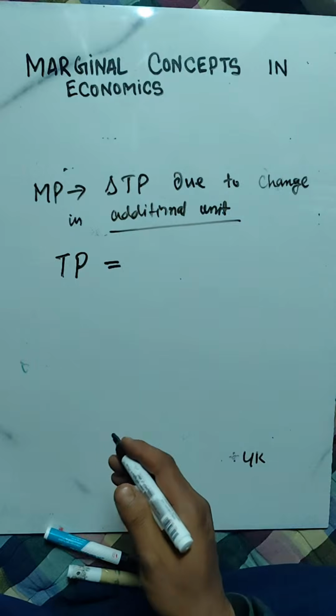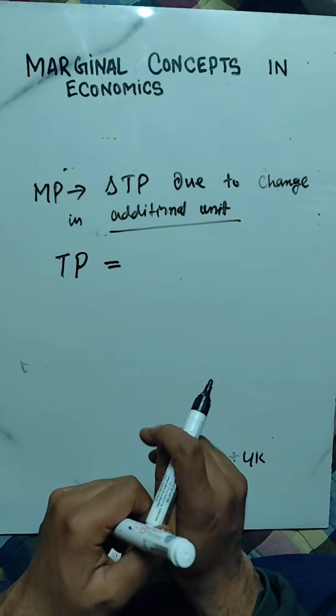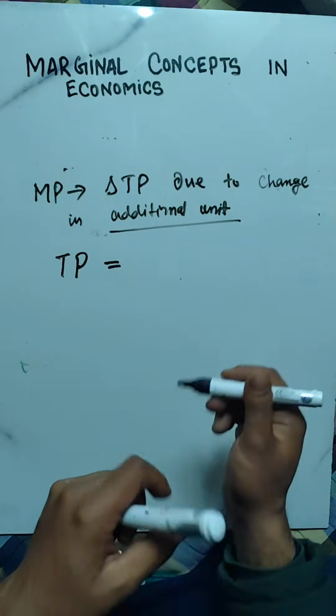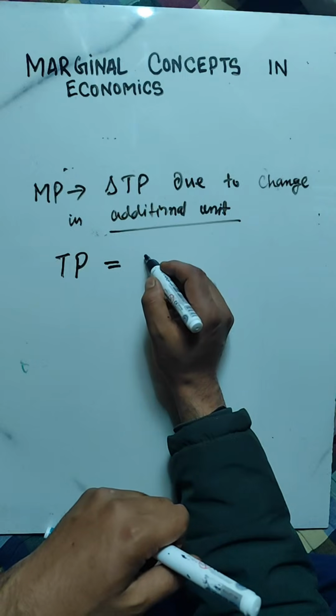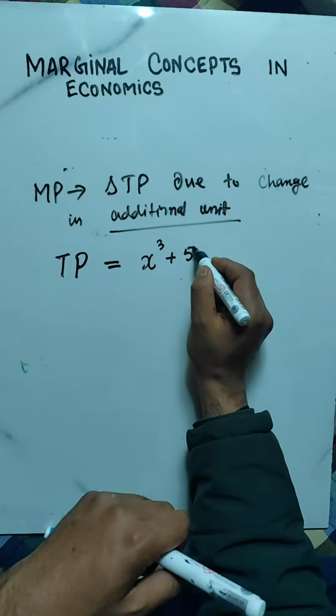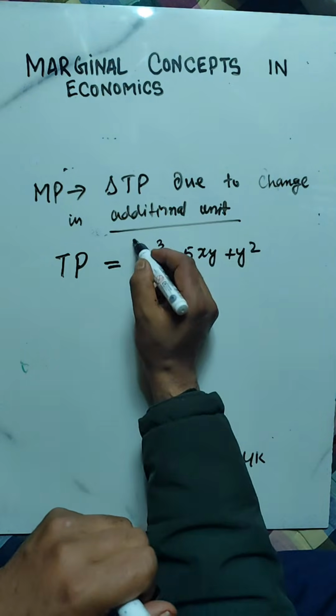So simply, let us suppose our total product is equal to, we have a firm which produces two goods. Let us suppose we have x and y, and they are related by x cube plus 5xy plus y square. Okay, so this is the total product.